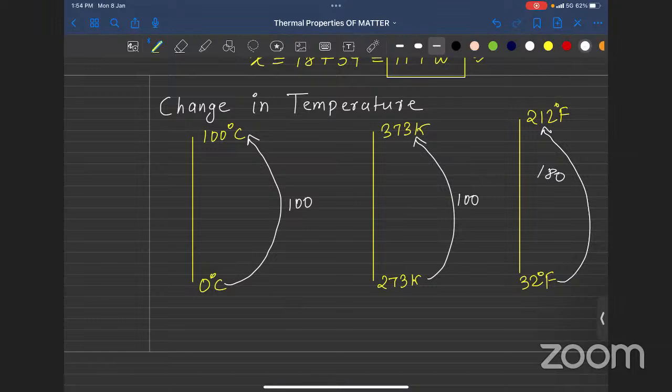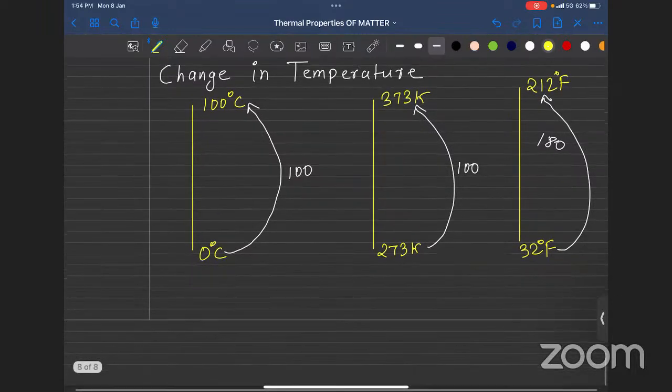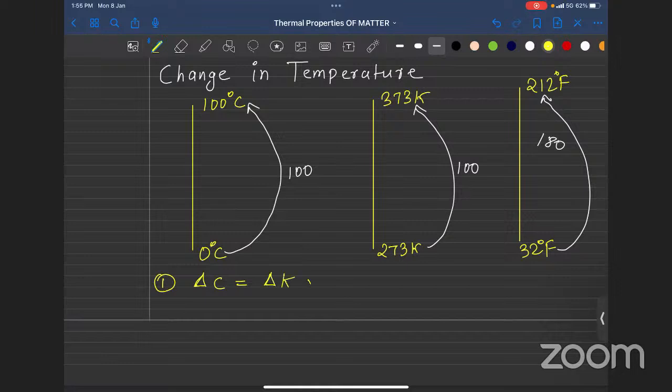Now, if we need a direct formula to find the change in temperature, suppose the numerical comes in such a way that they are directly asking you to find the change. So what are you going to do? First, you must understand this thing: change in Celsius is always equal to change in Kelvin. Got it? Second, change in Celsius is equal to 5 by 9 change in degree Fahrenheit.